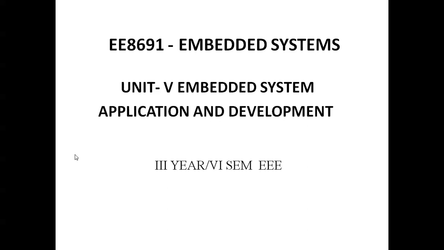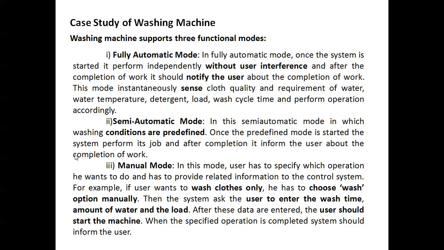Okay, so embedded system code EE8691 unit 5, embedded system application and development. It's a basic case study of a washing machine. The washing machine supports three functional modes: one is fully automatic mode, another is semi-automatic mode, and another is manual mode. People already know this, as they use washing machines in day-to-day life.